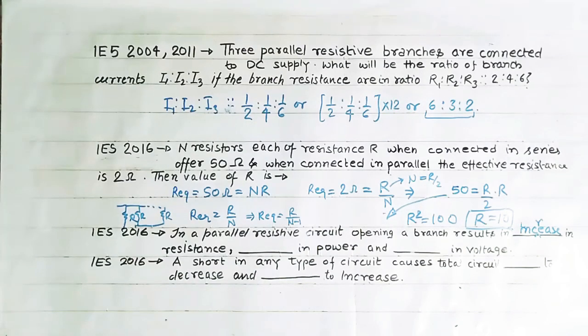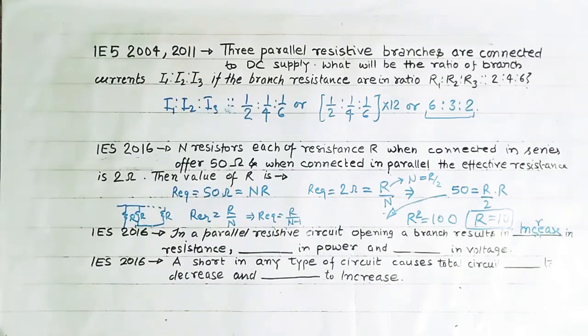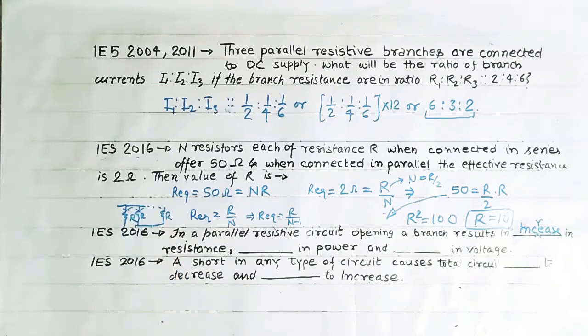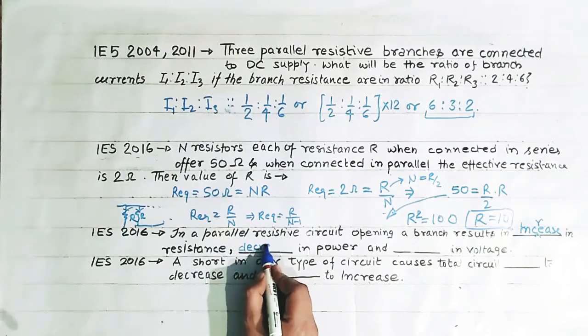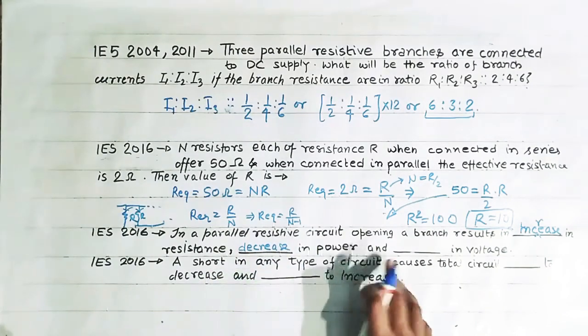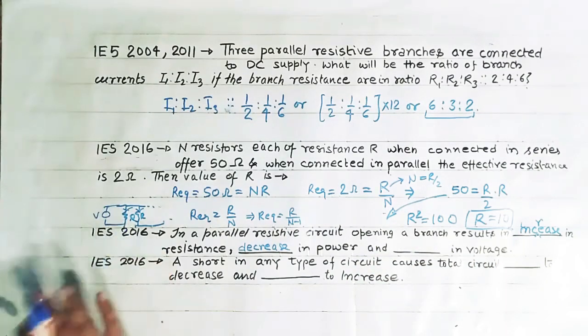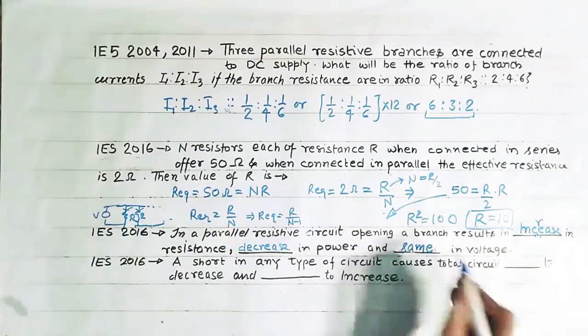And what about power? In a parallel resistive circuit, voltage is the same across all the resistors. So when voltage is the same, there is no effect on the current across each resistor. If you open a branch, then the net power will decrease because power is additive in nature. And what about voltage? Suppose the applied voltage is V. There is no effect on voltage, so voltage will remain the same.